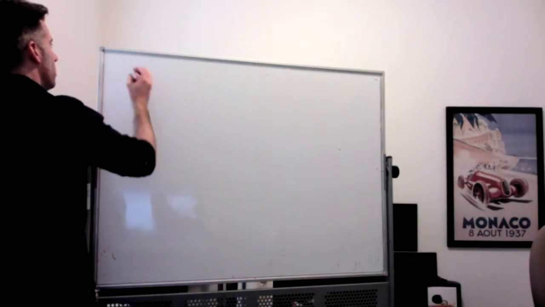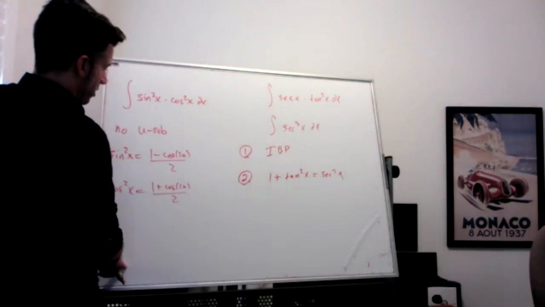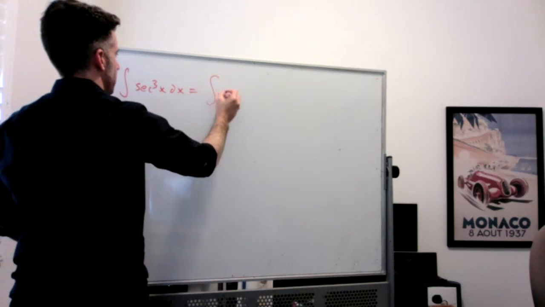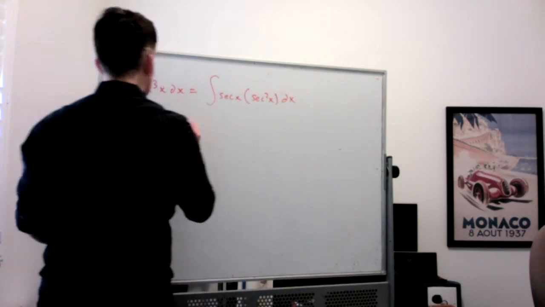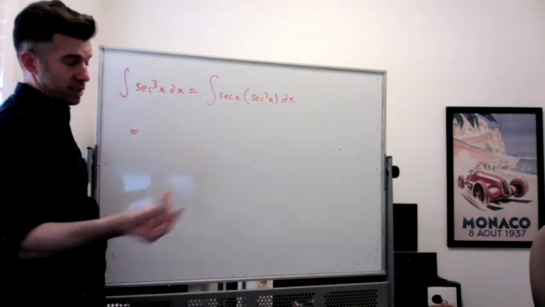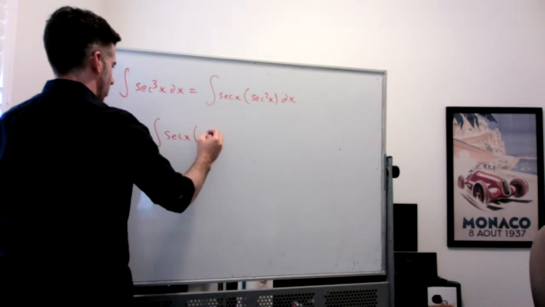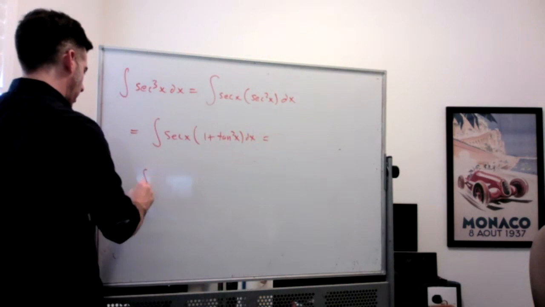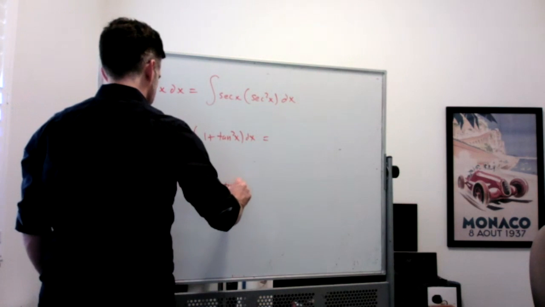So the integral of, which one do I want right there? Sure. The integral of secant cubed x is the integral of secant x times secant squared x. But secant squared x is 1 plus tangent squared. So it's the integral of secant x times 1 plus tangent squared x. And that's equal to the integral of secant x plus secant x tangent squared x.